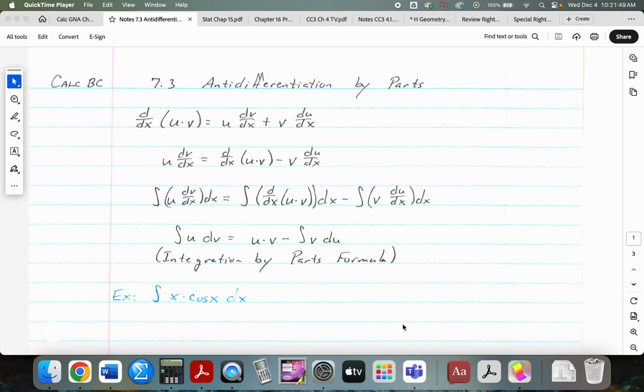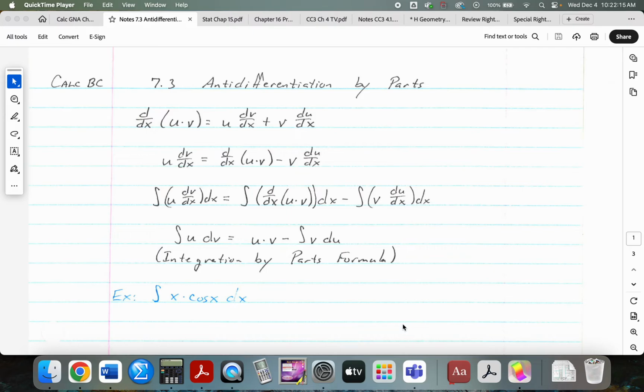Today we're going to learn a new technique for finding antiderivatives called antidifferentiation by parts. This is one of the things that your friends who are taking AB do not have to learn. This is a BC only topic. And it allows us to take antiderivatives of things that we would have no chance of doing without.